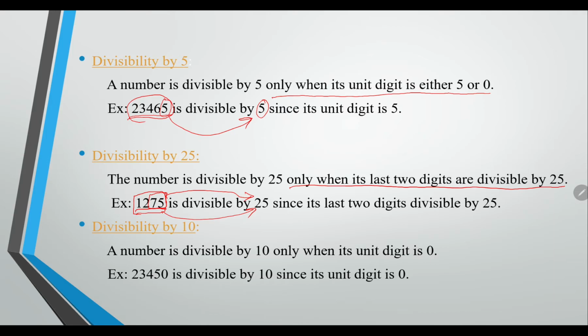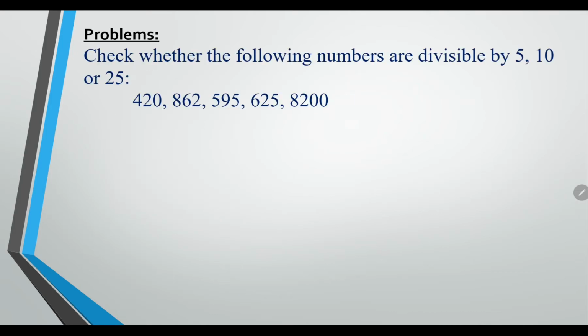And next, the divisibility rule of 10. A number is divisible by 10 only when its unit digit is 0. For example, let's consider the number 23,450. It has unit digit as 0, so it is divisible by 10 and the whole number is divisible by 10. Next, let's see some problems related to the previous topic.